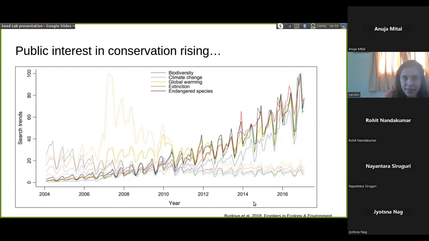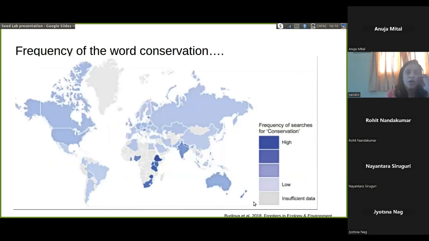In the next graph, as part of the same paper, you can see that the frequency of the search word conservation is pretty high in a place like India compared to other places. Basically, the darker the blue, the higher the proportion of internet searches for conservation relative to the total number of internet searches performed in that country between 2004 and 2017. And again, you can see it's pretty high, given the intensity of blue, in India.